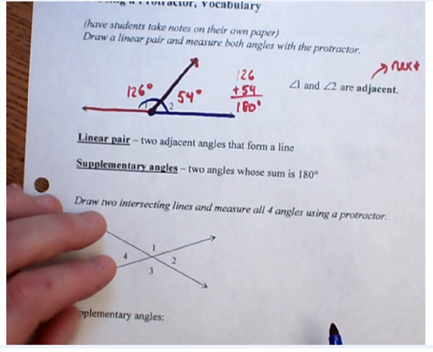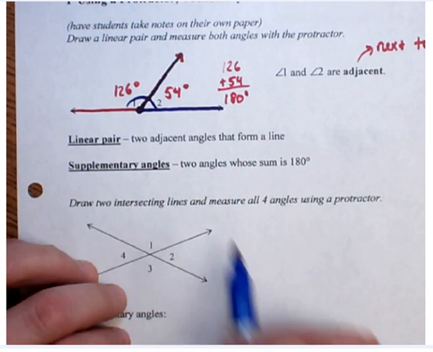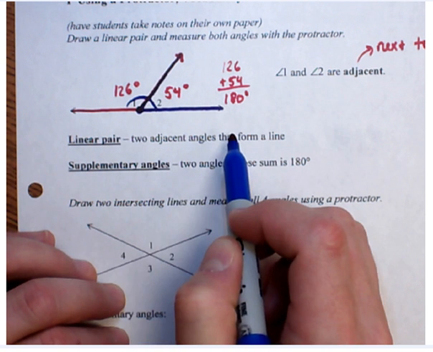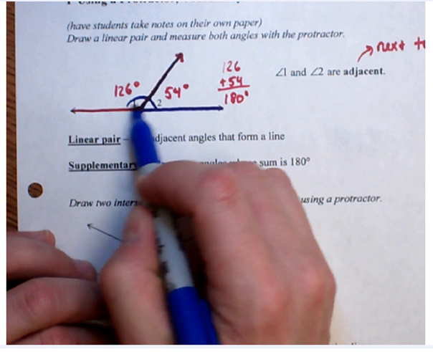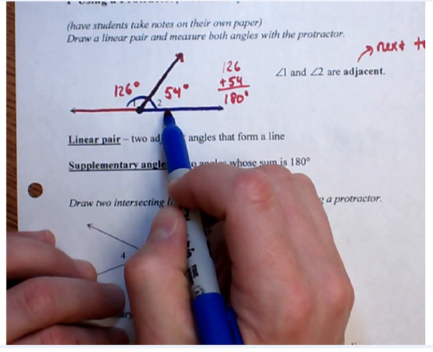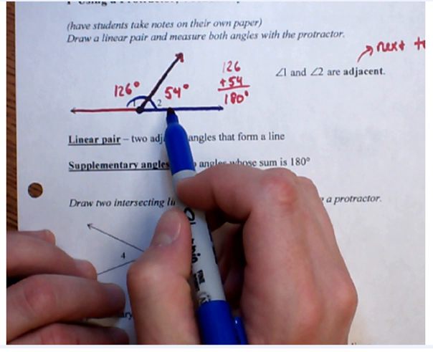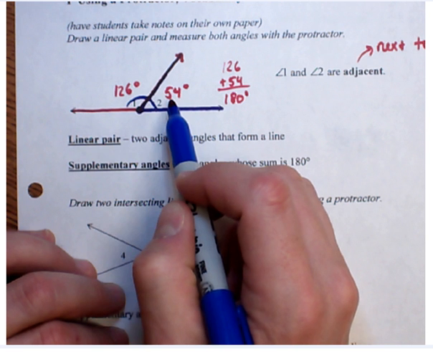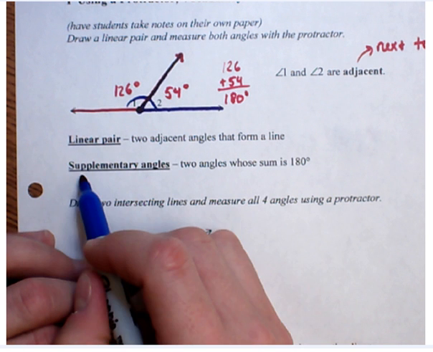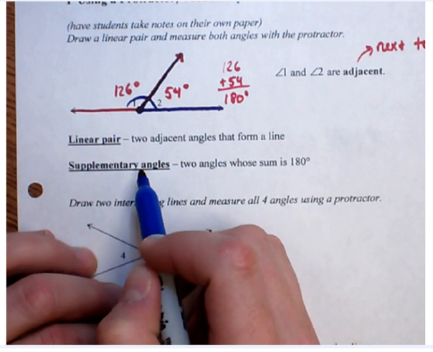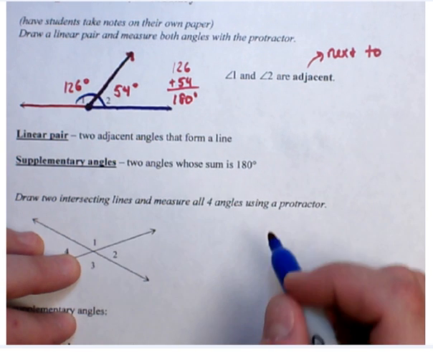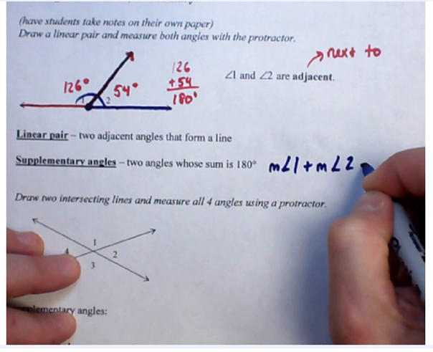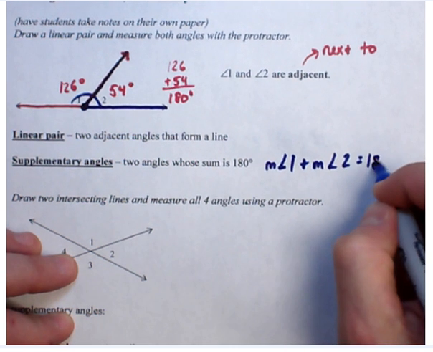So we have two vocabulary names for this. First of all, we can call this a linear pair: two adjacent angles that form a line. They're next to each other, and they form a straight line. That's 180, linear pair. Now, anytime you have two angles whose sum of degree measure is 180, we say that they are supplementary angles. We can say that the measure of angle 1 plus the measure of angle 2 equals 180 degrees.